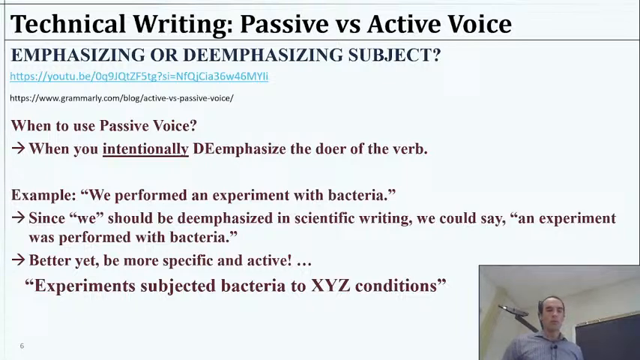Okay, so just to summarize, when we do want to use the passive voice, we are intentionally de-emphasizing the doer of the verb. So instead of who threw the pen, the fact that the pen was thrown, kind of thing.